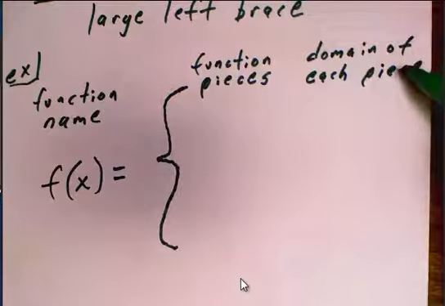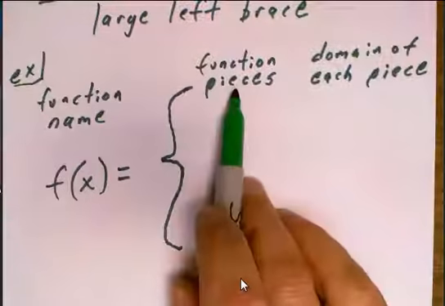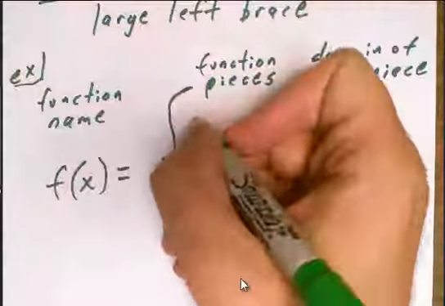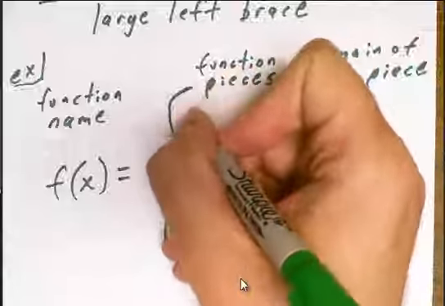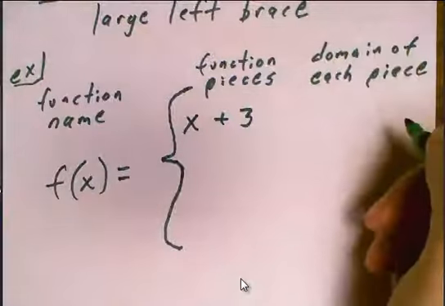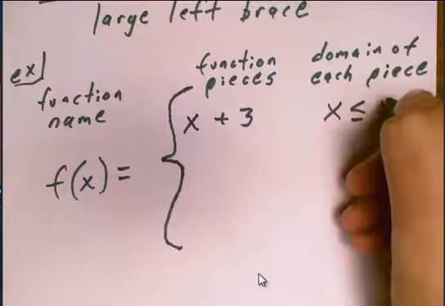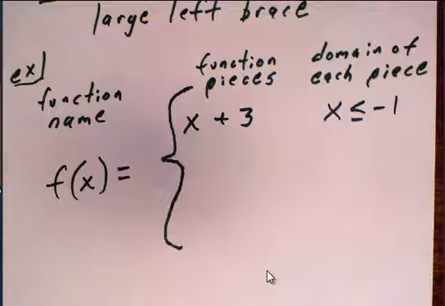Remember, the domain is all the possible inputs. With a piecewise function, it's pretty important because when we put an input in, we want to know which function piece to use. So for my example, we've got our function pieces. I'm going to say x plus 3, I'm just making this up, for x is less than or equal to -1.